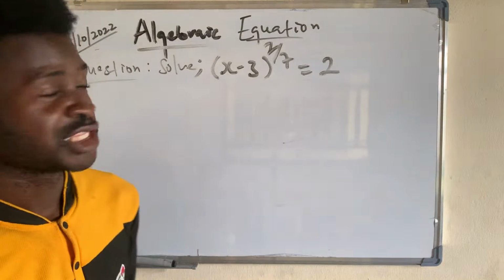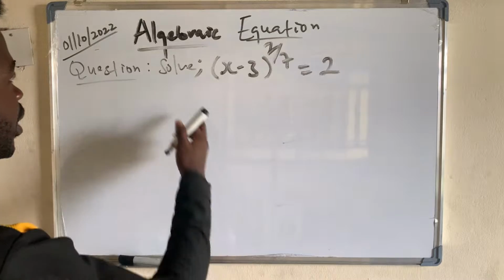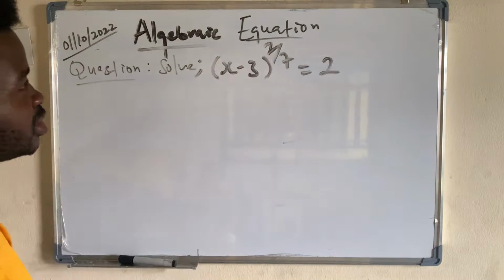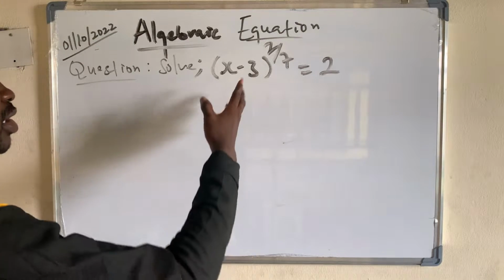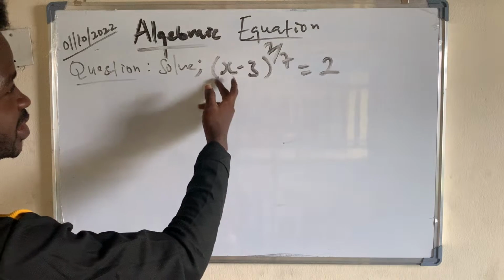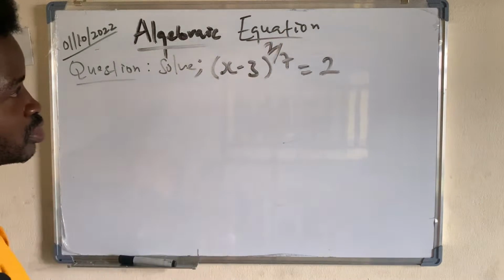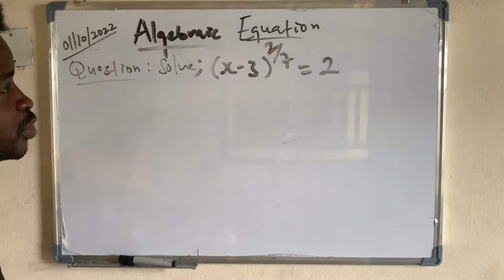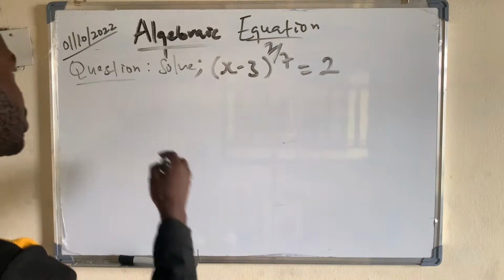This class we have to consider an algebraic equation, and as you can see on the board we have a problem to solve here. Solve (x minus 3) to the power of 2 over 7 is equal to 2. In this kind of problem, where the power of the expression in the bracket is a fraction, there's a very simple way we deal with this to avoid not getting the right solution. Okay, so we have the solution.